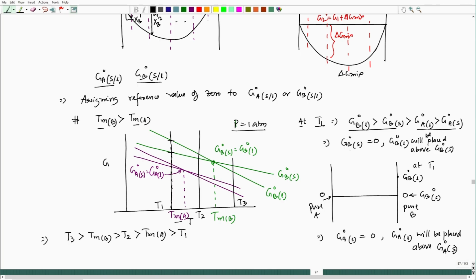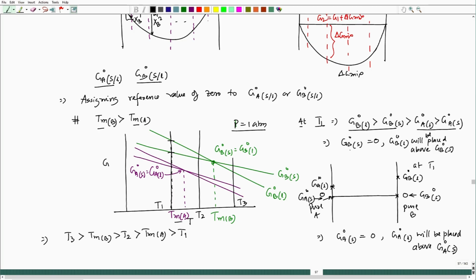So, how can it be placed? Since we are taking the referencing as 0, this point is GA naught solid, and correspondingly this quantity would be GA naught liquid. That way we are placing these quantities, fine.